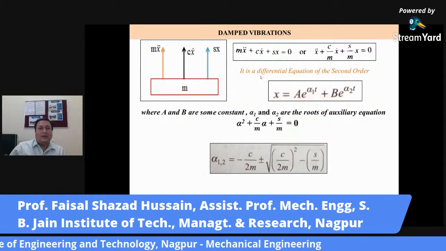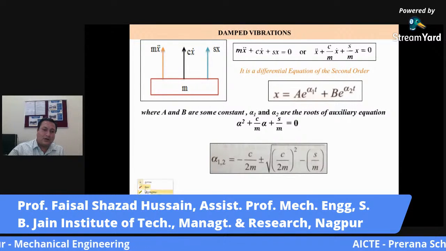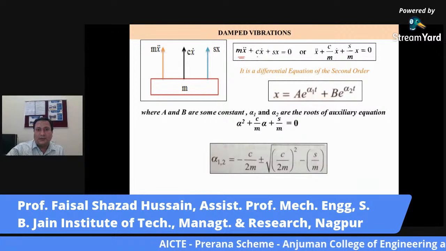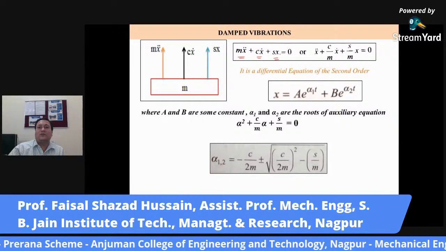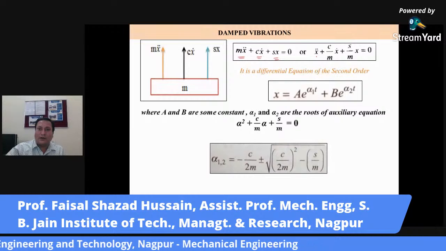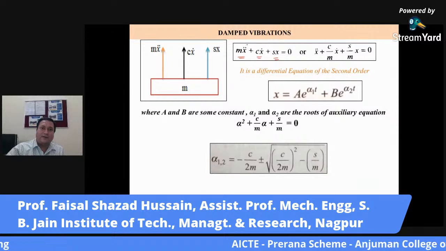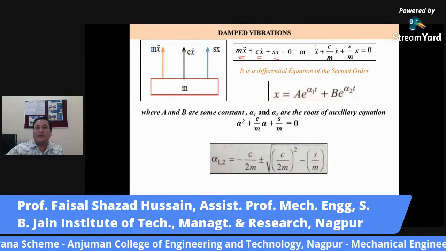So in the previous slide we have seen this equation, m x double dot plus c x dot plus s x equal to 0. So this equation can be represented as x double dot plus c by m x dot plus s by m x equal to 0. I have taken m from here, from acceleration, from inertia, as common. So this is my equation.